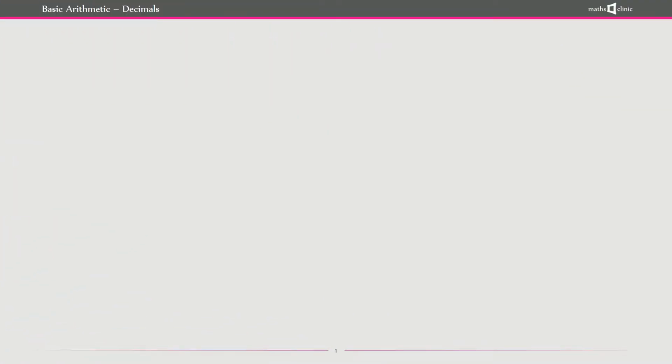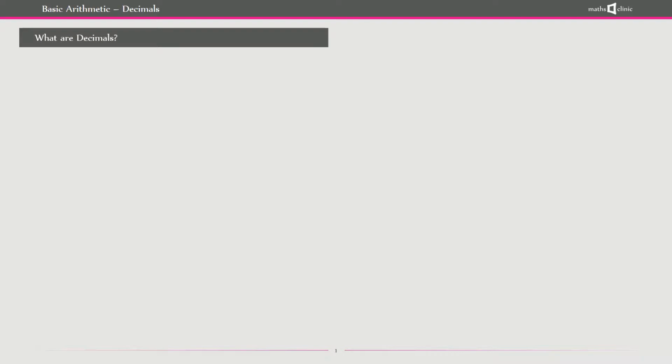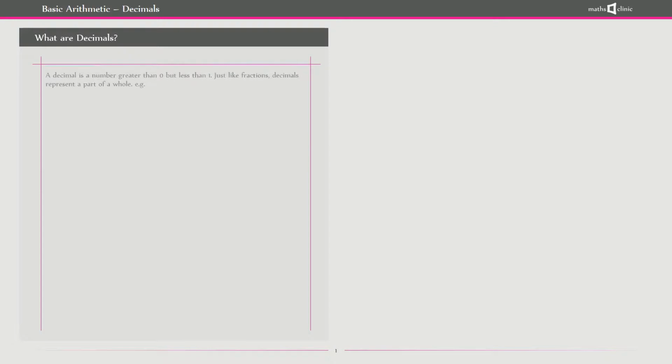So decimals. Now, what are decimals? I think a few of us should be familiar with what decimals are. A decimal is a number greater than 0, but less than 1. And just like fractions, decimals represent a part of a whole.